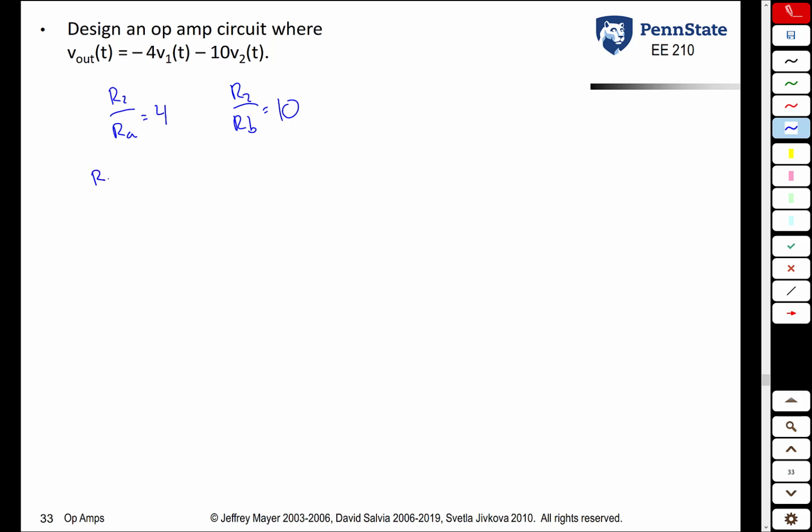We can pick R2 to be some convenient value, maybe 20 kiloohms. Once again, it's somewhat arbitrary. Once R2 is fixed, though, that fixes what RA and RB have to be. RA is 5 kiloohms, because 20 over 5 is 4. And RB in this example would then have to be 2 kiloohms, because 20 over 2 is 10. So one solution would be this circuit here.